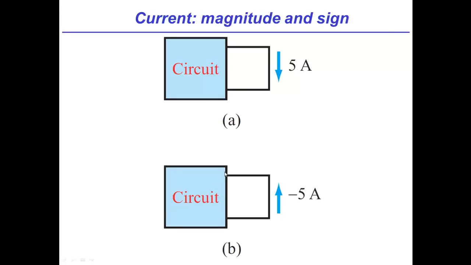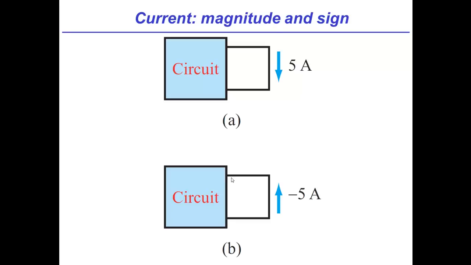In my second example, I have the same circuit, but I've changed it, and now I've defined the current as being -5 amps, but it's going from the bottom port to the top port. So, Michel, here's a question for you. What can you tell me about the relationship between those two currents?